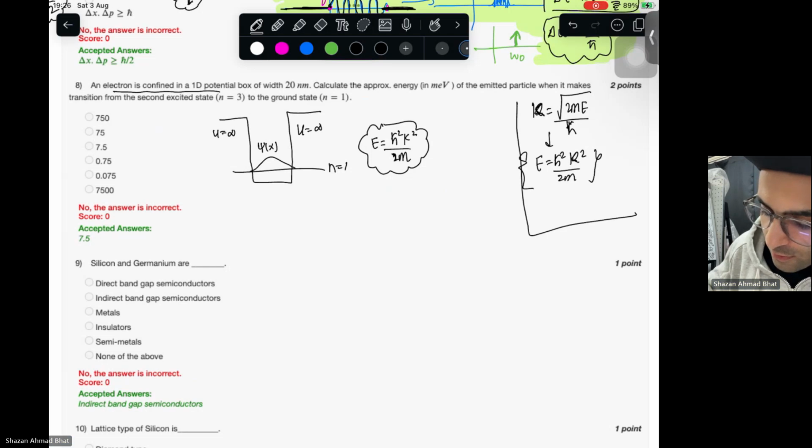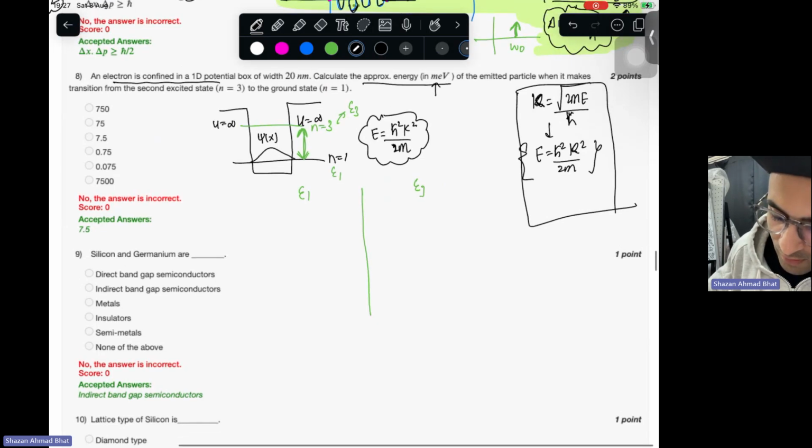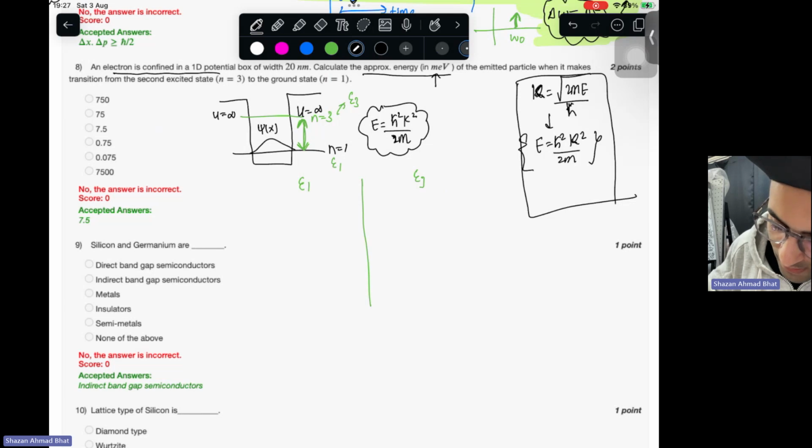All right. So what we are supposed to do is that there are two energy levels now. There is energy at n equals 3, and there is a certain gap between n equals 1 and n equals 3. Let's call this E3, let's call this E1. Let's compute first E1, then we can compute E3. What we need to find is the approximate energy in milli-electron volts of the emitted particle when it makes a transition from the second excited state to the ground state. So notice that here this n equals 3 is called the second excited state. This is called the ground state.